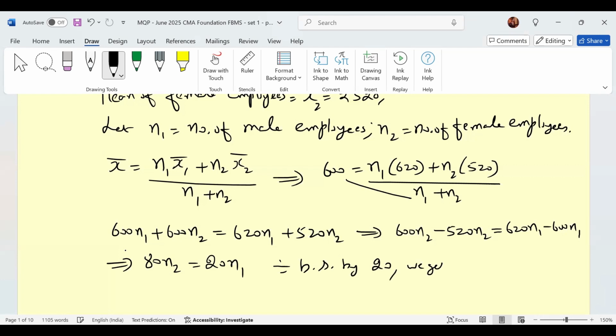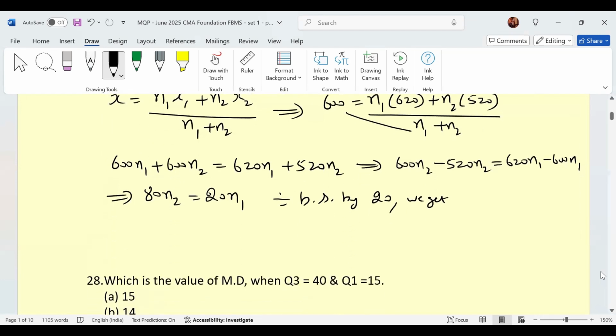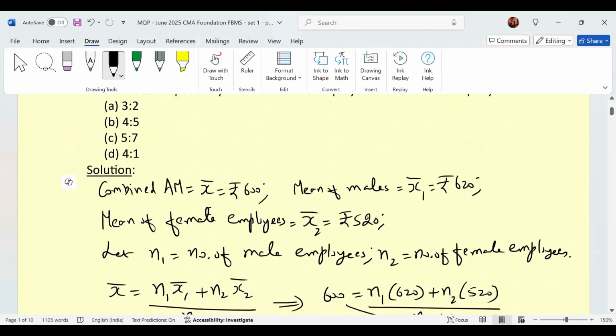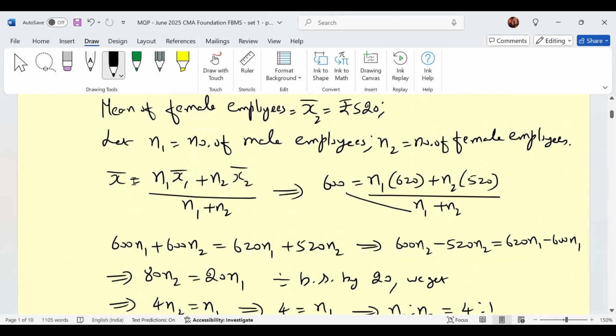We get, if we divide it by 20, here we get 4 times N2 is equal to N1, which means 4 is equal to N1 by N2. This 4 can be written as 4 by 1, which means our N1 is to N2 is 4 is to 1. That is the required solution, means option will be D.